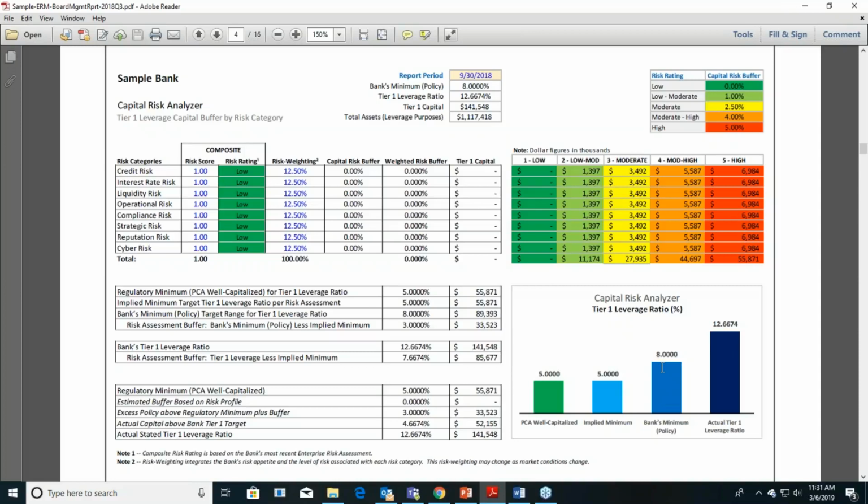But then you want to ask yourself, well, what's my capital policy? So in this bank's example, it's 8%. That's my internal policy. Actual tier 1 level is 12. So this happens to be a $1.1 billion bank. And if I want to determine what my capital reserves are or my excess capital above policy, it's $52 million. But that's taking qualitative and quantitative measure, creating a buffer, and then illustrating it based on regulatory minimums, implied minimum based on your risk profile, policy level, and actual level. Hope that answers your question.